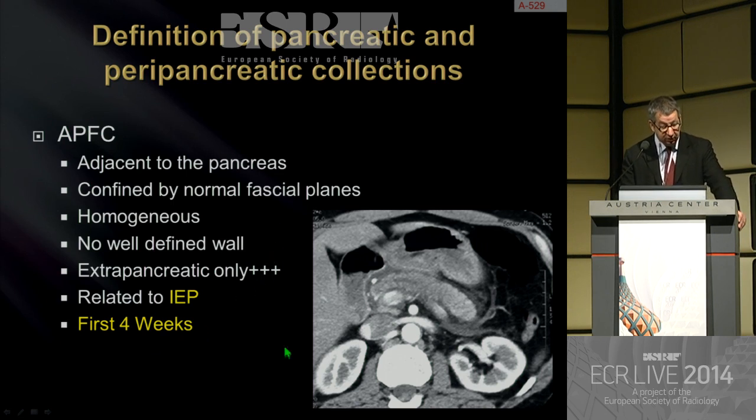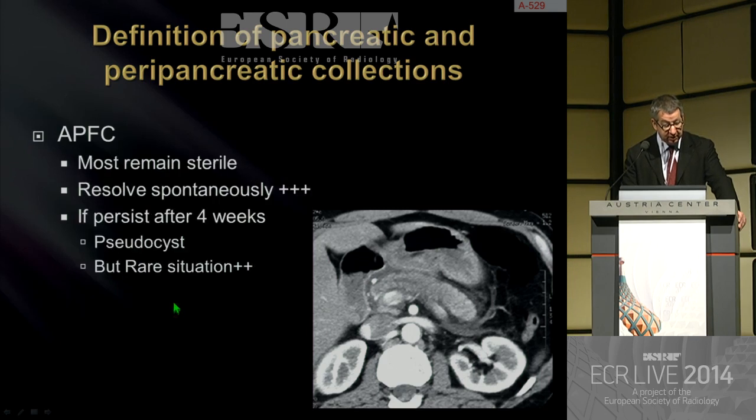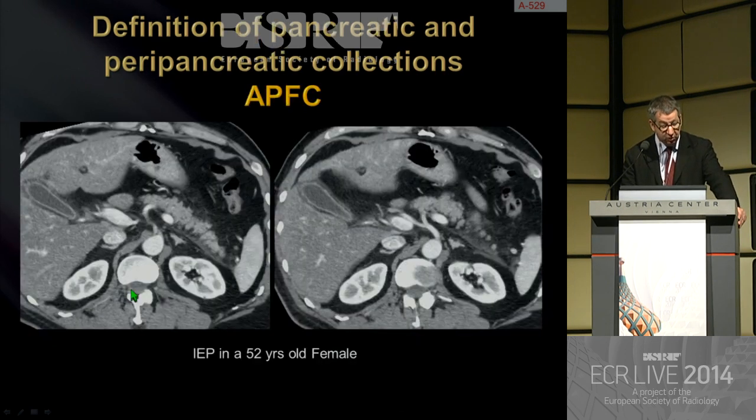So it's in the first 4 weeks, and it's related to interstitial edematous pancreatitis. Most of the APFC will remain sterile, and most of them will resolve spontaneously. Only a very few of them will evolve to a pancreatic pseudocyst. So if it persists after 4 weeks, it will give a pseudocyst, but clearly it's a rare situation.